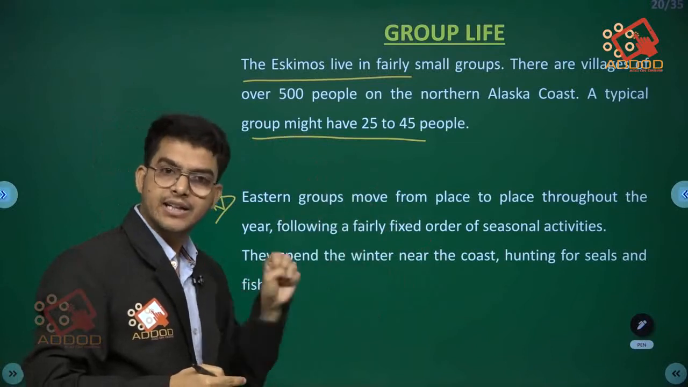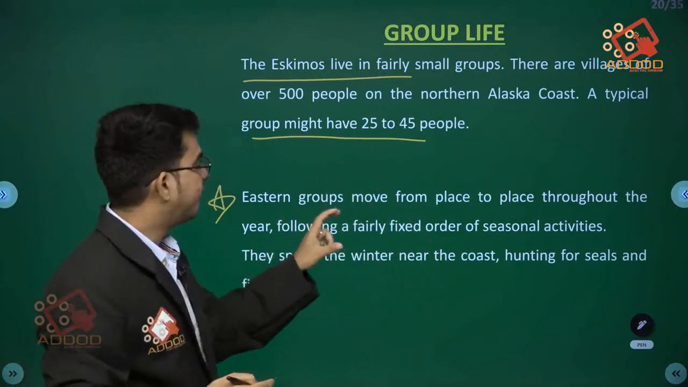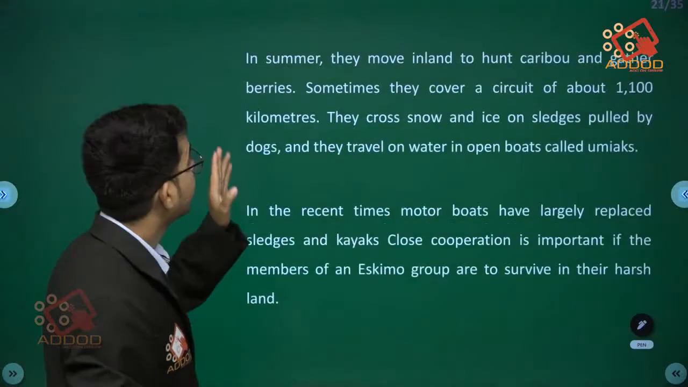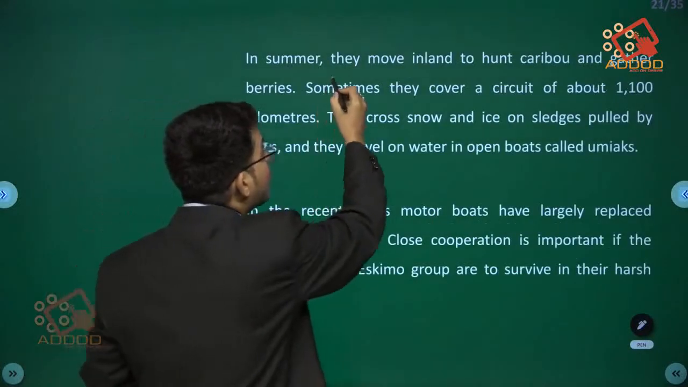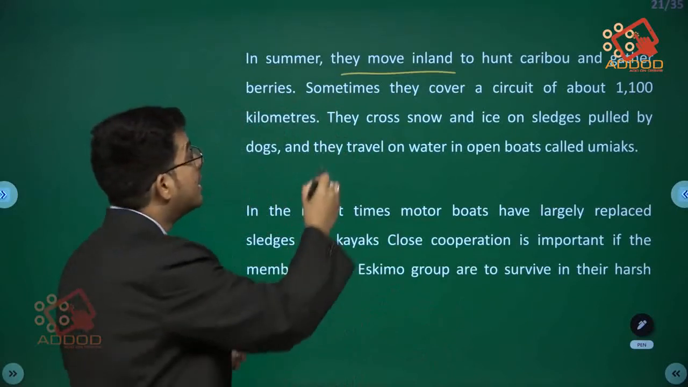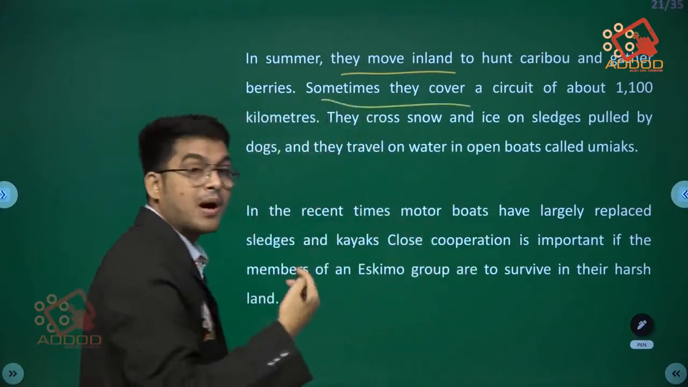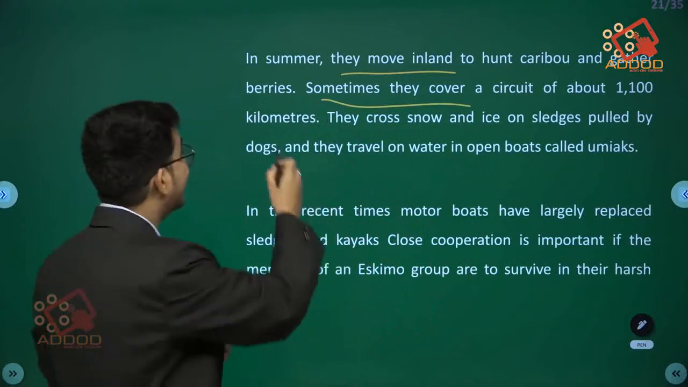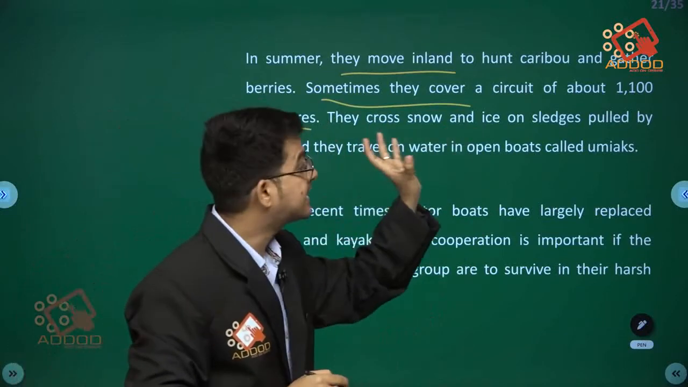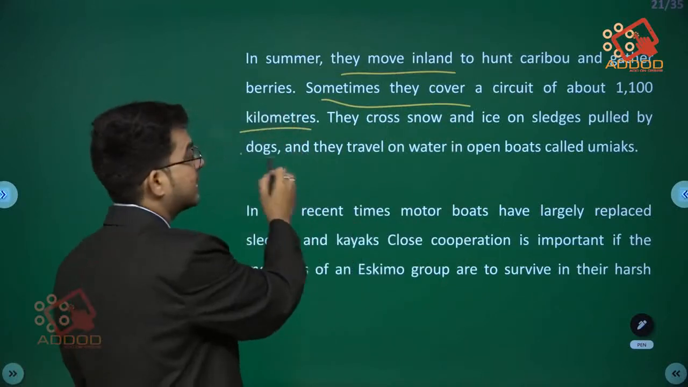Eastern groups move from place to place throughout the year, following a fairly fixed order of seasonal activities. They spend the winter near the coast, hunting for seals and fishing. In summer, they move inland to hunt caribou and gather berries. Sometimes they cover a circuit of about 1,100 kilometers. They cross snow and ice on sledges pulled by dogs.